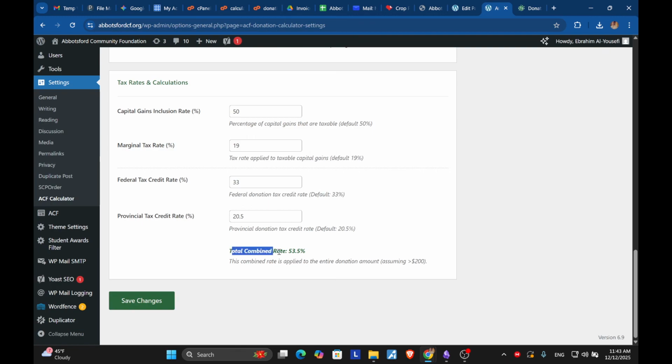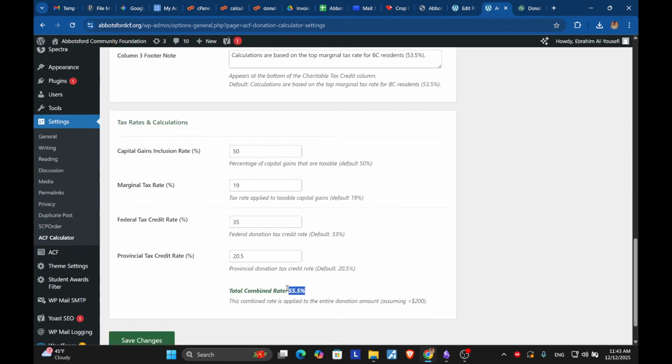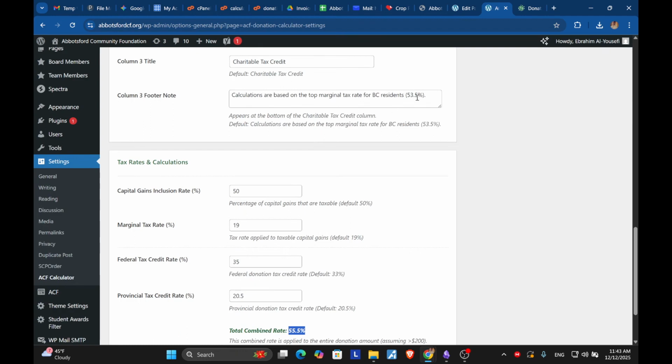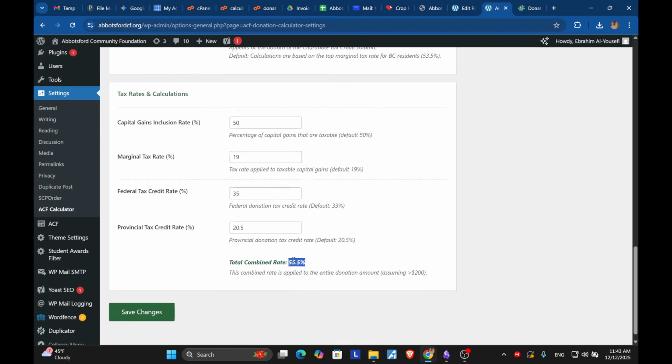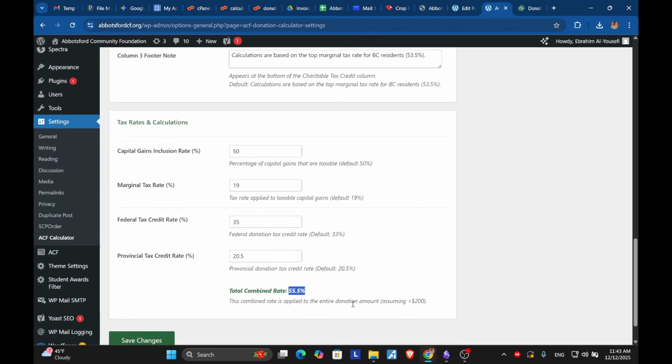And over here, the total combined rate, this is dynamic, this part of the page. So basically, if I update this to 5, it got updated. The reason I added this is because the footer note is not dynamic. So you always need to make sure that this number is equal to this. And of course, we're always assuming that the donations are going to be greater than $200. Let me just place this back. And yeah, let's even just test the calculation.